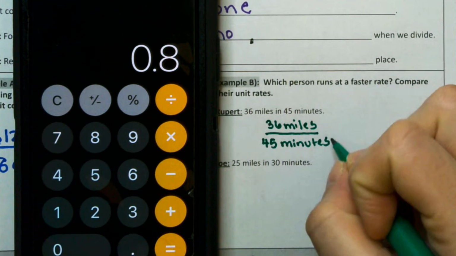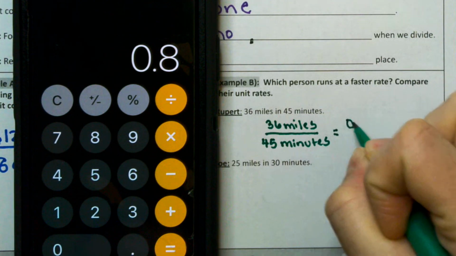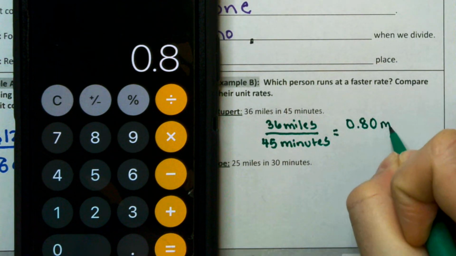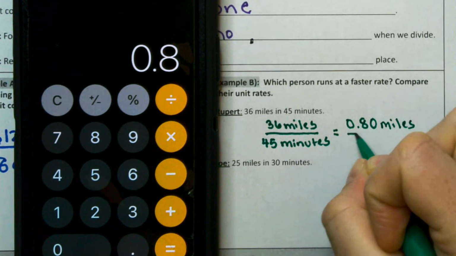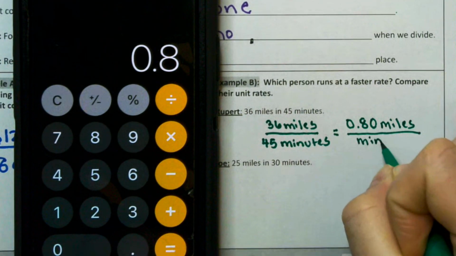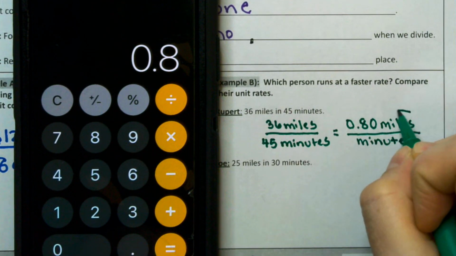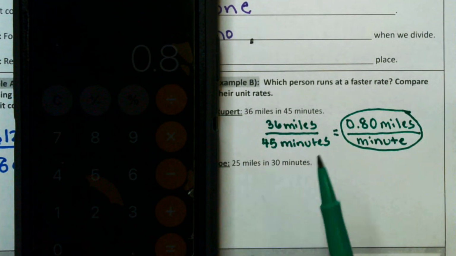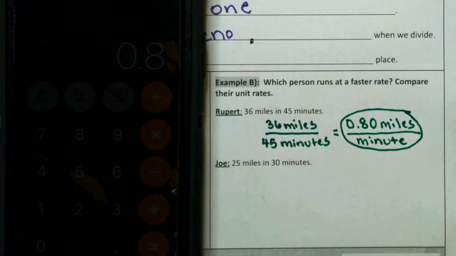Remember, we're rounding to the nearest hundredth today. So I'm going to go ahead and write 80 hundredths. I'm just adding a 0 to the end. Miles per minute. I'm going to circle my answer. If you haven't already, complete Joe's rate. If you already have, we'll go over that one now.